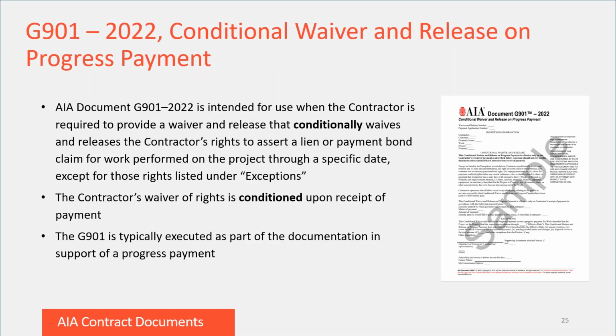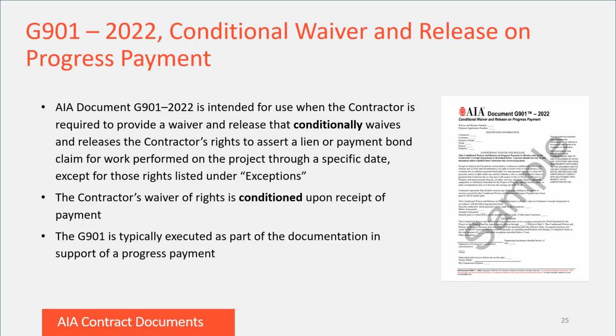The G901, Conditional Waiver and Release on Progress Payment, is intended for use when the contractor is required to provide a waiver that conditionally waives and releases lien and payment bond rights for work performed through a date certain, except for the rights listed under exceptions in exchange for a progress payment. On this form, the contractor's waiver of rights is conditioned upon receipt of payment as it is specifically described in the form. The form contains prompts for the user to complete a description of the payment method, the maker and amount of the payment, and the party to whom full or partial payment will be made if it's other than the contractor itself.